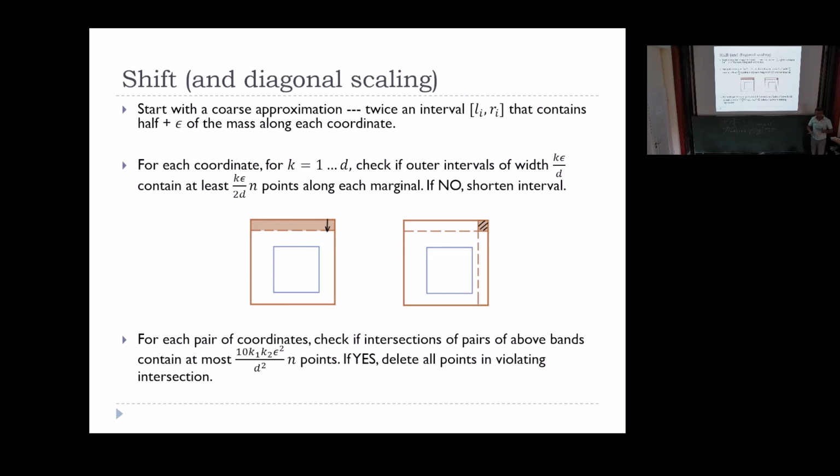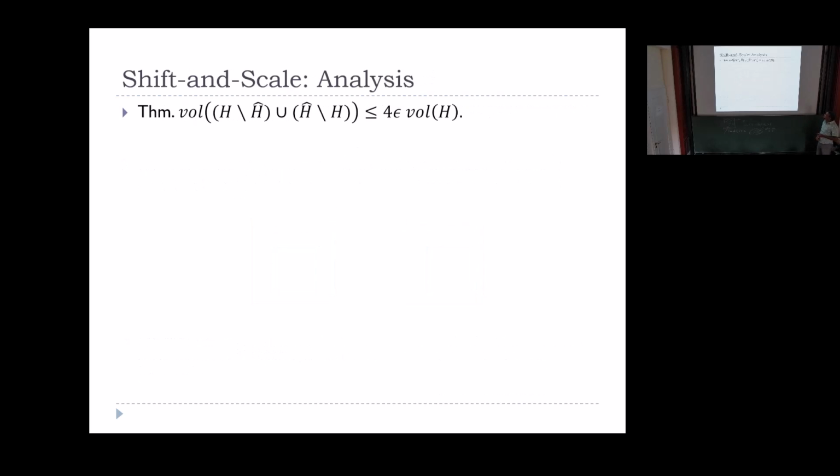That's the whole algorithm. Keep doing this. Obviously, you're making progress. Till you can't do any more, stop there. Estimate, output that cube as your answer. Not a cube, but it'll be a box. Okay, so the theorem is that the volume of the symmetric difference between your output \hat{H} and the true cube H is at most 4 epsilon times the original volume.